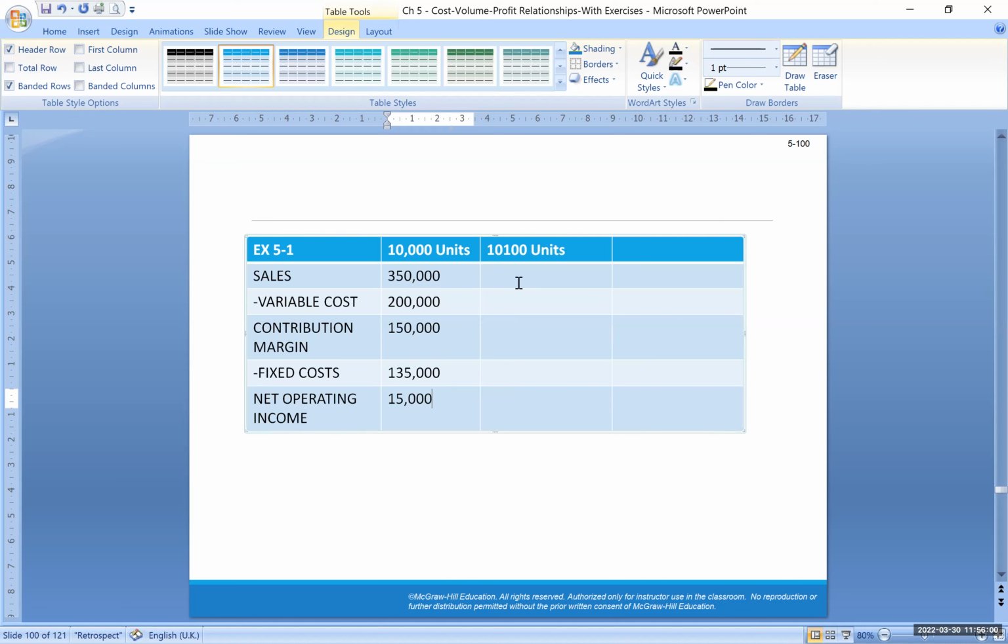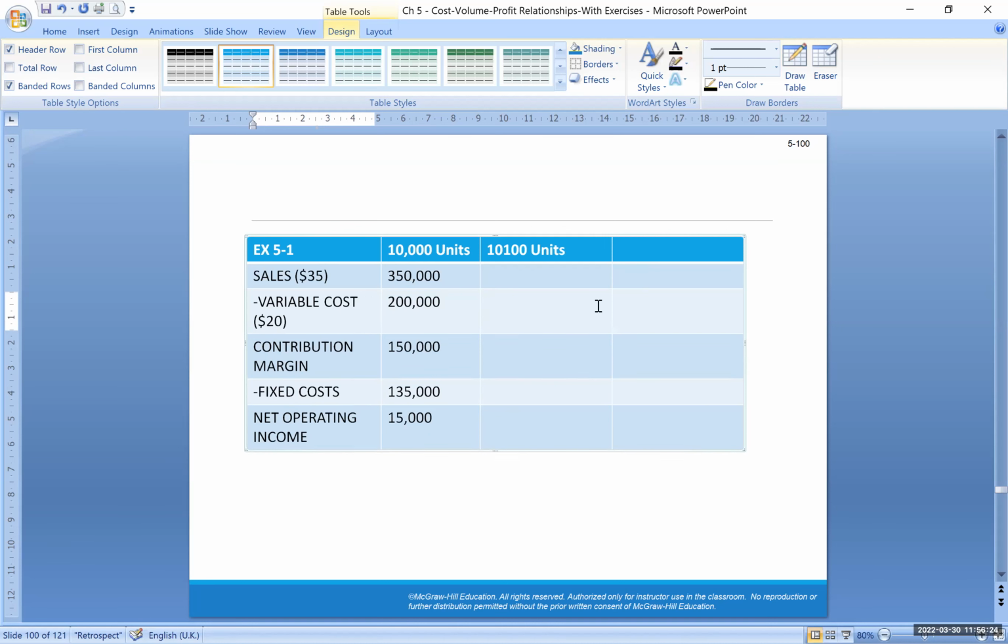For the 100 additional units to be sold from this company, we need to calculate the sales for 10,100 units. The sales price was given in the question as $35. The variable expenses per one is $20. Now, the sales for the 10,100 volume will be what? 10,100 times 35. This equals $353,500. The variable expenses similarly will be 10,100 times 20, and this equals $202,000.